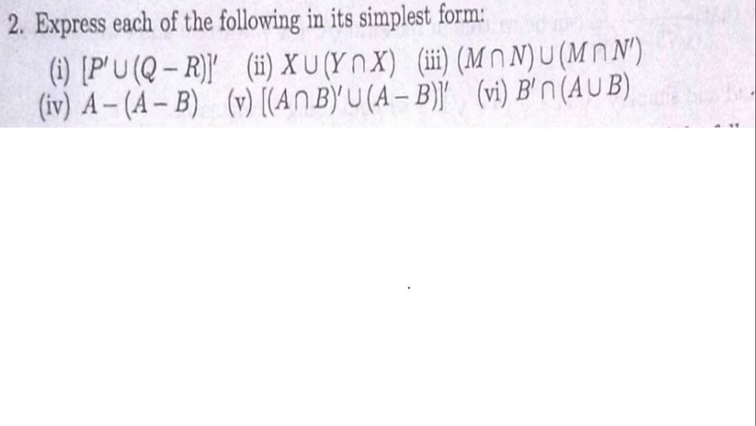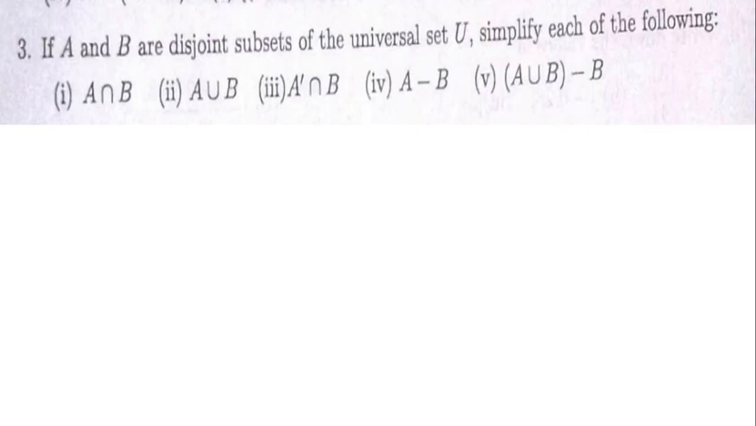Let's quickly look at question 3 solution. So question 3 is also an easy question. We just need you to analyze question 3. If A and B are disjoint subsets of the universal set, simplify each of the following. So the first thing is for you to understand what disjoint sets are. When you talk of disjoint sets, these are sets which are not meeting.